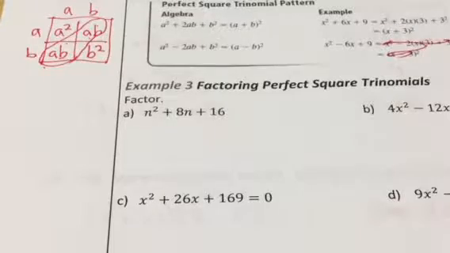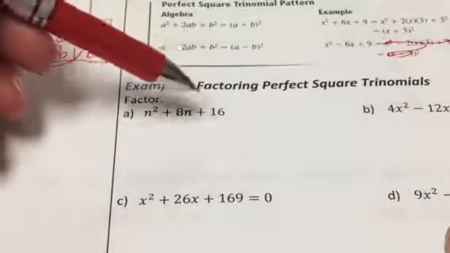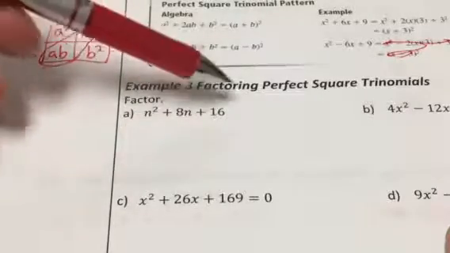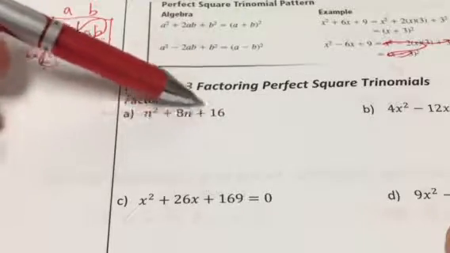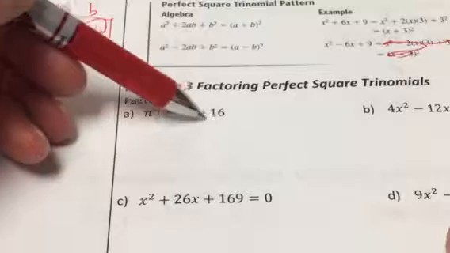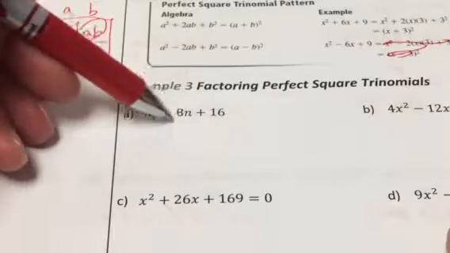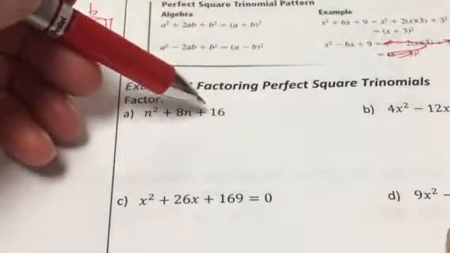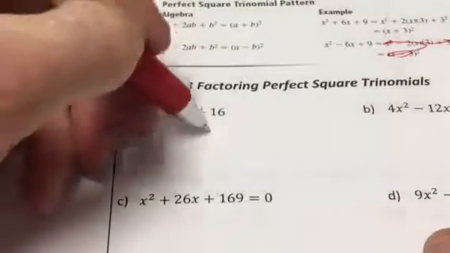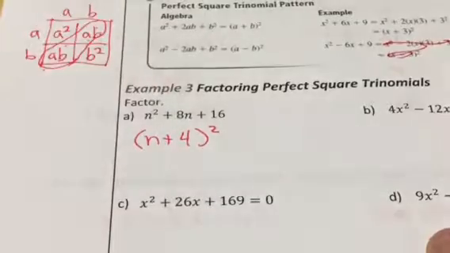All right, so let's try applying that in a way that we can use for factoring. In this case, in order to apply this, we need to recognize if this is a square number or not. So 16 is a square number. It's 4 squared. And then we should check to see if 4 doubled gives us the middle term, which in this case it does. So we can quickly write this as n plus 4 squared.